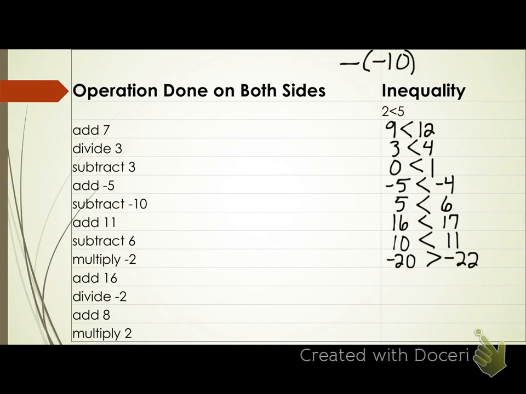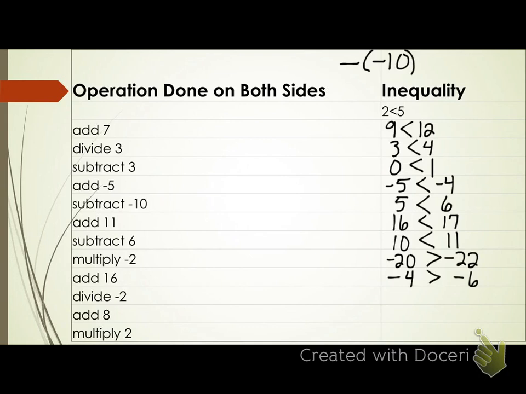Let's add 16 to both sides. Negative 20 plus 16. Negative 4. Negative 22 plus 16. Negative 6. Inequality symbol. Is negative 4 greater than or less than negative 6? Greater than. Now my inequality symbol started to stay the same, didn't it?